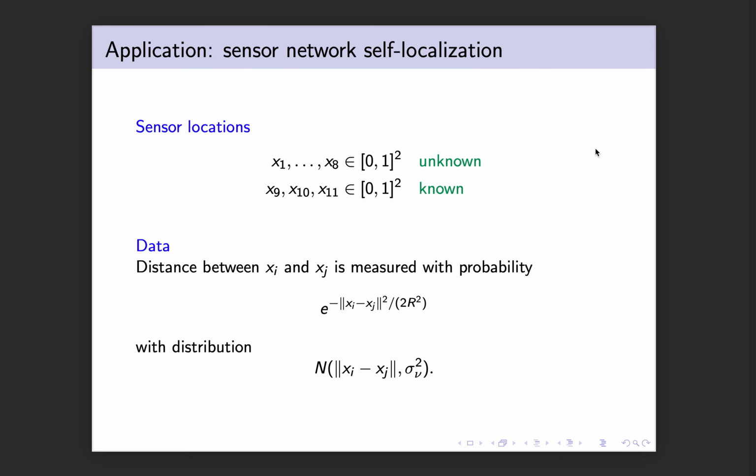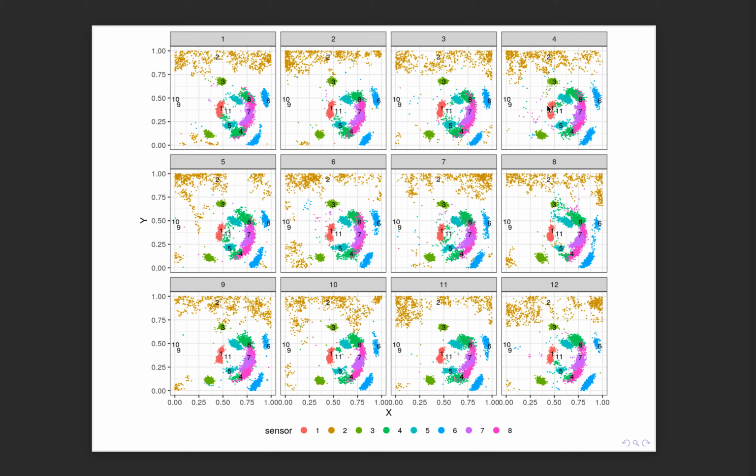As an application of our method, we considered a sensor network self-localization problem. There are 8 sensors of unknown locations, x1 through x8 in the unit square, and there are 3 additional sensors with known locations in the same unit square. Pairwise distances between the sensors are observed with a probability that decreases exponentially with the square distance. If the distance is observed, then the measurement has a Gaussian error. We ran 12 parallel chains with varying initial conditions.